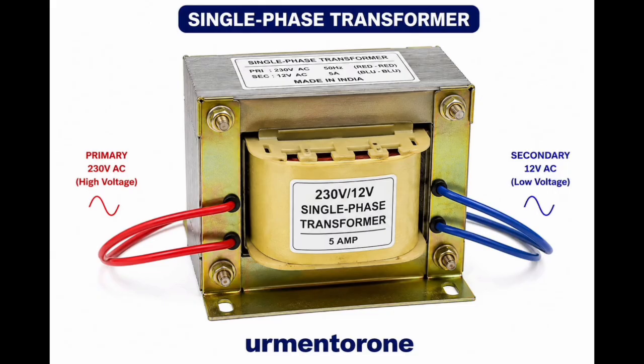First one, single-phase transformer. A single-phase transformer operates on a single-phase alternating current system. It consists of a magnetic core and two windings, a primary winding and a secondary winding. How it works: alternating current flows through the primary winding, creating a varying magnetic field in the core. This magnetic field induces an AC voltage in the secondary winding.